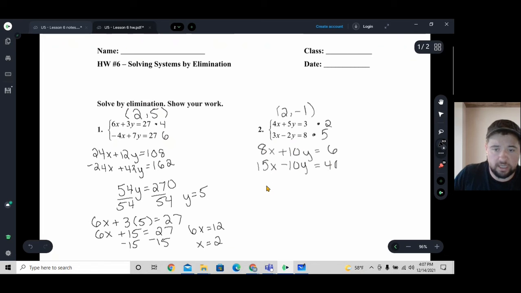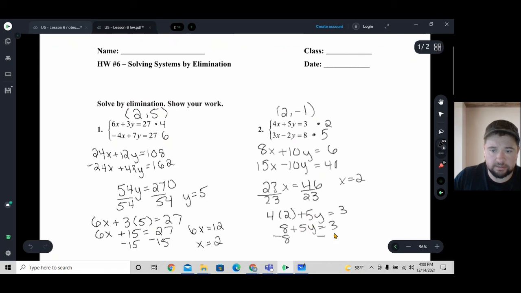My y's will cancel. I'll have 23x equals 46. We'll divide by 23, x equals 2. I'm going to take this 2, I'm going to plug it in. 4 times 2 plus 5y equals 3. 8 plus 5y equals 3. Subtract 8 from both sides. 5y equals negative 5. Y equals negative 1.